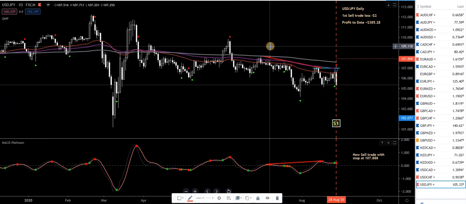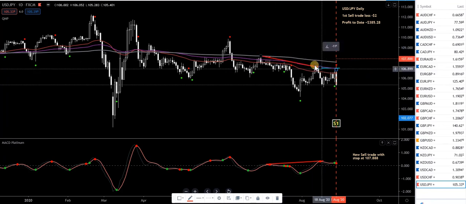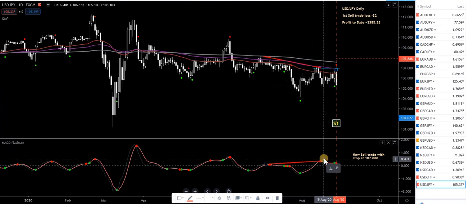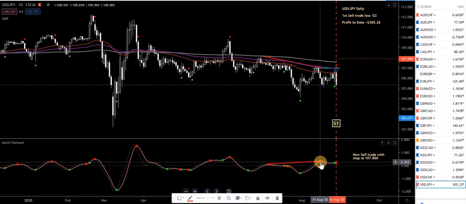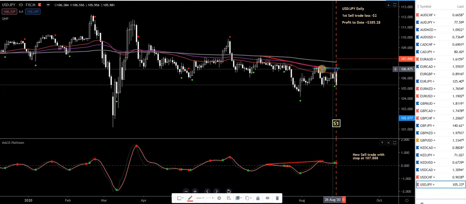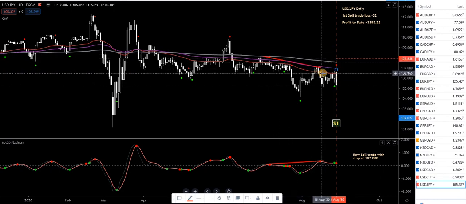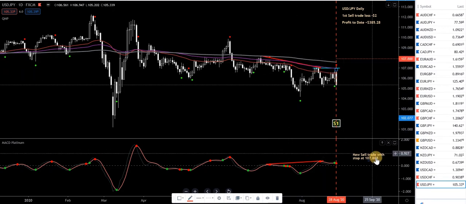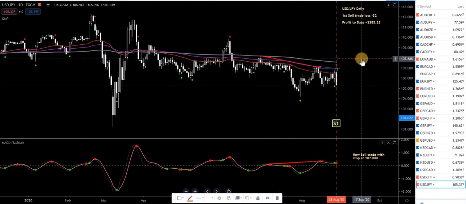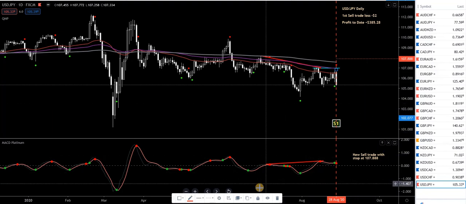There is initially hidden bearish divergence there. And the MACD platinum stayed above the 0 level. So I'm happy to take this sell based on a double top and that original hidden bearish divergence. So sell on Monday, stop in place at that red line. So that's it, guys, for the trades.